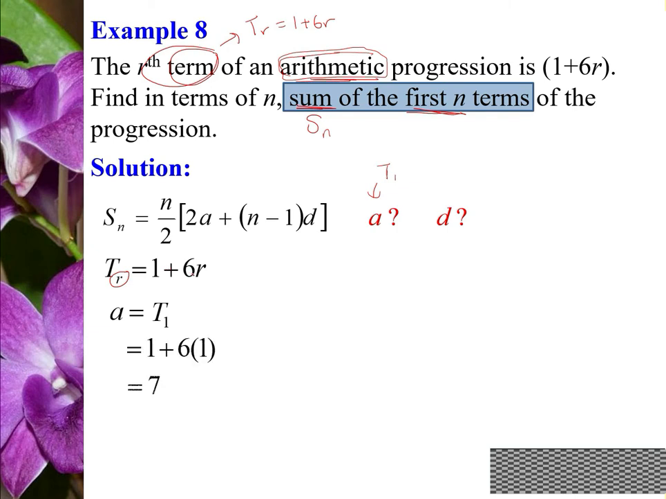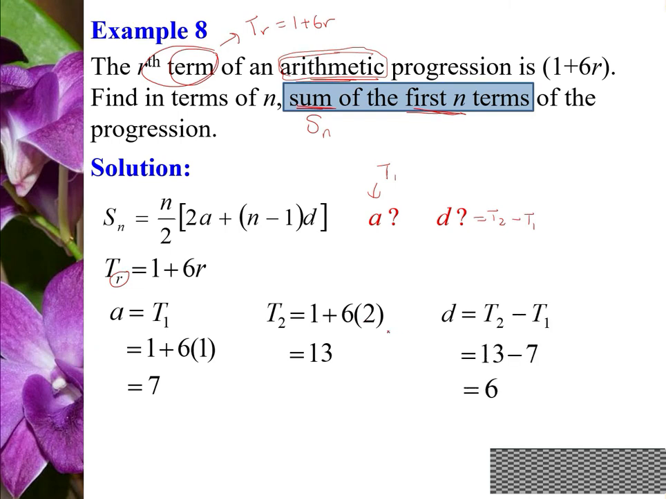So your first term is 7. Next, to find d, or the common difference. You can get it by substituting the second term minus the first term. So what is the second term? You can find it from the general formula of the terms given. Just substitute in r to be 2. So from here, you get the value 13. To find d, just subtract these two numbers, t2 minus t1, and you get 6.